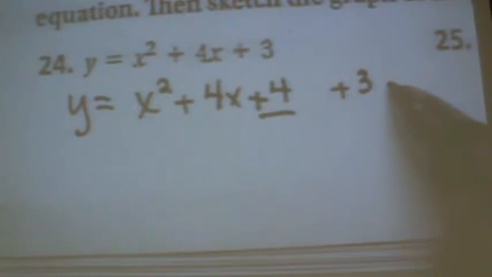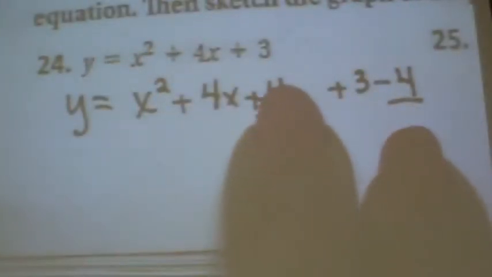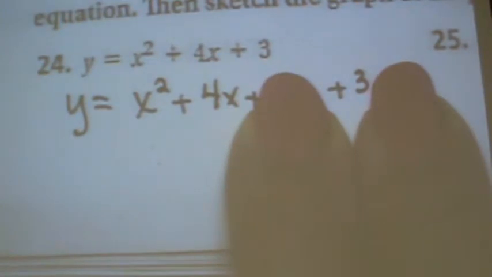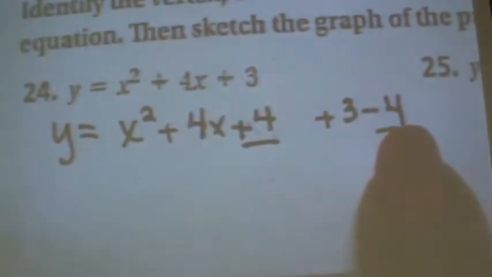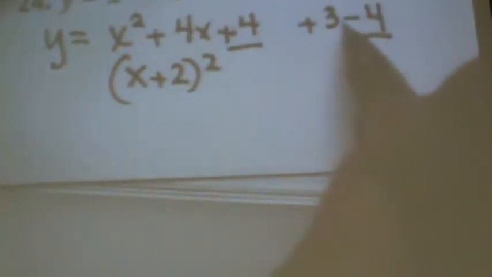What are you going to add to 3? What are you going to add? -4. Why did I say -4? Cancel it out. Because 4 minus 4 is nothing. We added this and this, which is 0. It's the same problem. Does that make sense? Now what you have here is a perfect square trinomial. When you factor it, you get x plus 2 quantity squared. And what is 3 minus 4? What's 2 minus 4?